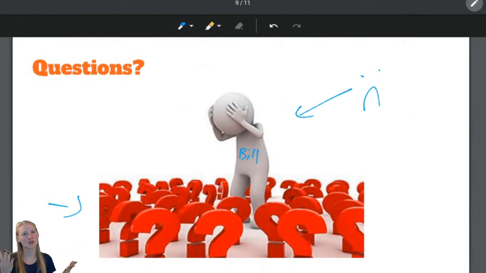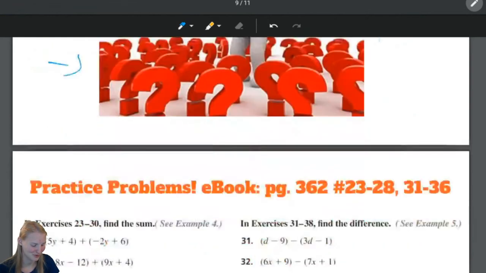So same thing goes for your teachers. It is our job to teach you. If you have questions, it means that you have not fully been taught, and you deserve to have those questions answered. So please ask your question. We are happy to answer your question.